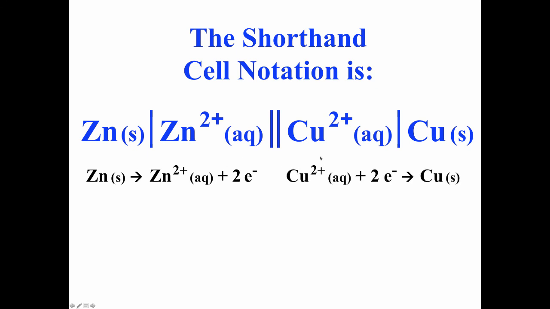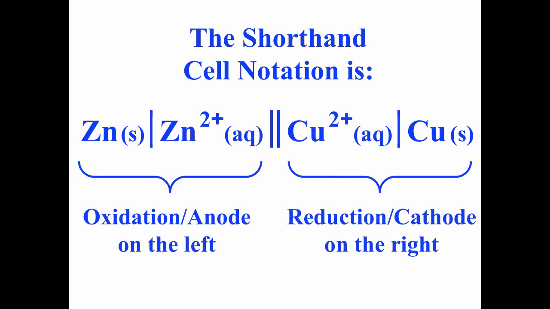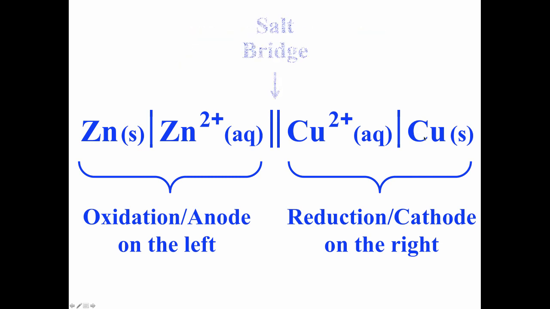On the right side, we have the reduction reaction that occurs, or half reaction. Copper 2 plus makes copper. Notice the electrons are not shown here. The general convention is we do oxidation, which is the anode, on the left, and reduction, which is the cathode, on the right. We show what we start with and what we end up with in the oxidation half reaction, what we start with and what we end up with in the reduction half reaction.